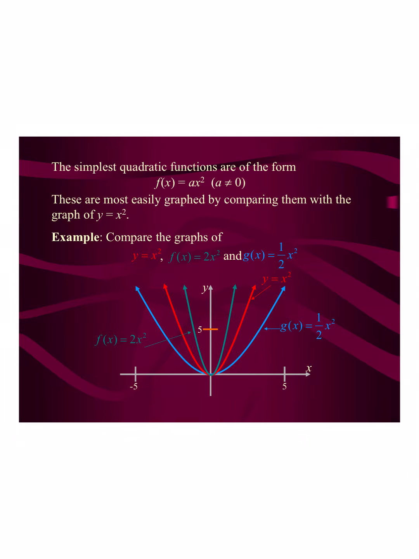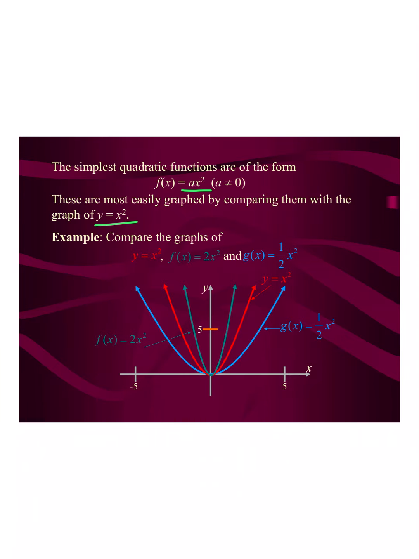If we want to analyze a little bit more about what our a value does, we can look at a couple of examples here. So our simplest form is going to be just ax squared, where a cannot be 0. And our parent function is going to be just y equals x squared. And as you can see, that is our red function in the very middle here. So this one is x squared.